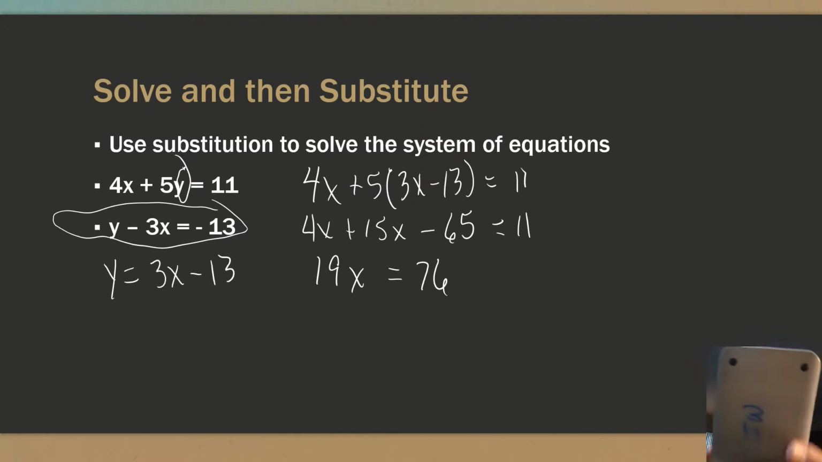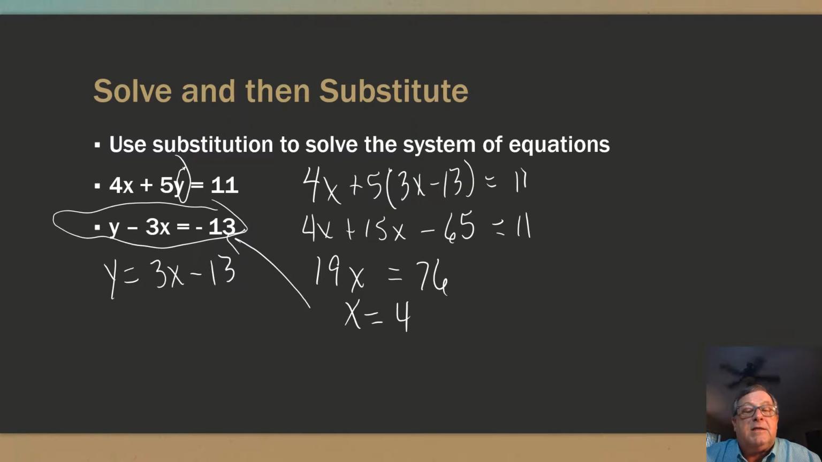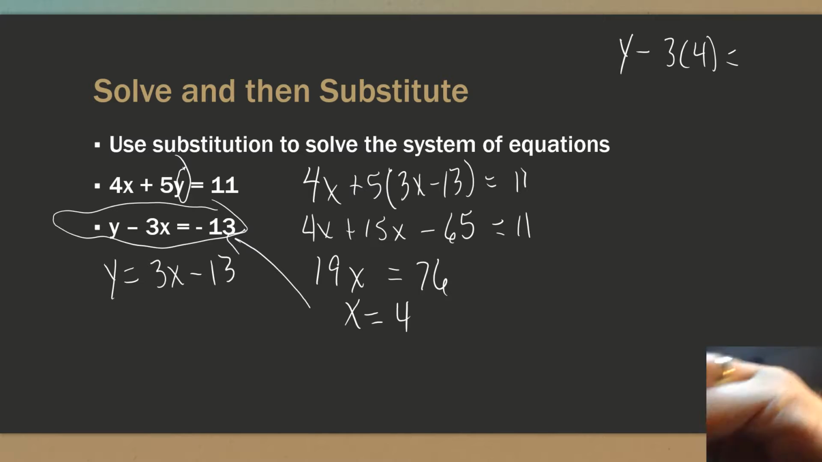Maybe I'll just grab a calculator on that. I think it's going to be 4, but we're going to find out. Yeah, 4. So x is equal to 4. Now, with x equaling 4, I'm going to substitute this 4 for x into this second equation and solve for y. So let's see, I got y minus 3 times 4 equals negative 13.